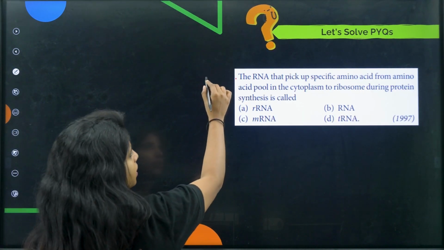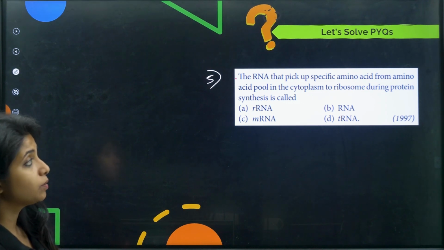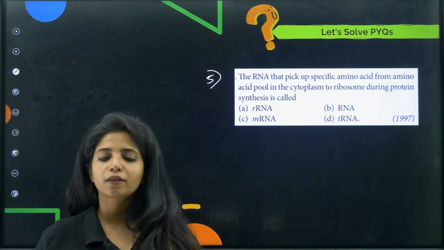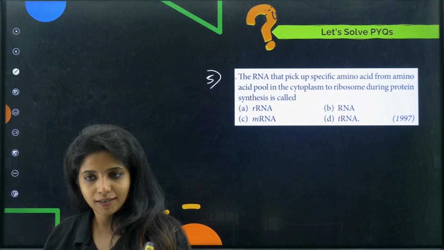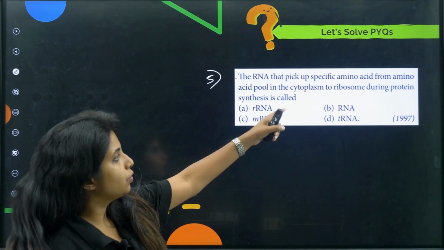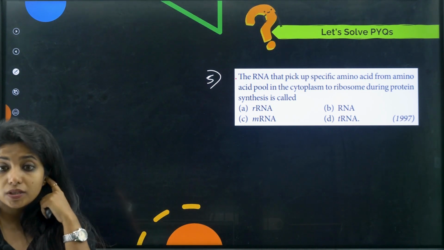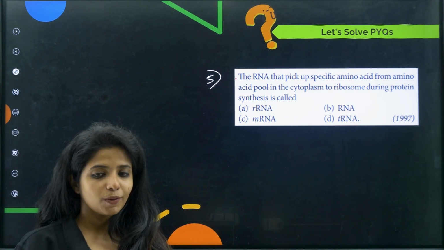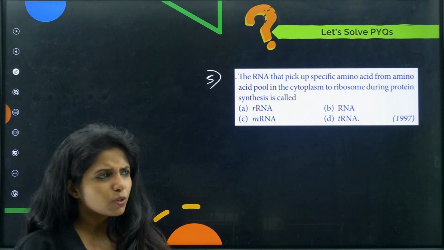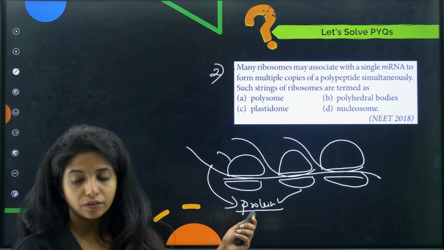Now last question. The RNA that picks up a specific amino acid from the amino acid pool in the cytoplasm. So amino acids are flowing around in the cytoplasm. From there, someone picks this amino acid and goes to the ribosome during protein synthesis. Which is that RNA that is carrying this amino acid from the amino acid pool? It's a very easy question, no? It came in 1987. Okay, these are the recent questions that you find over here.